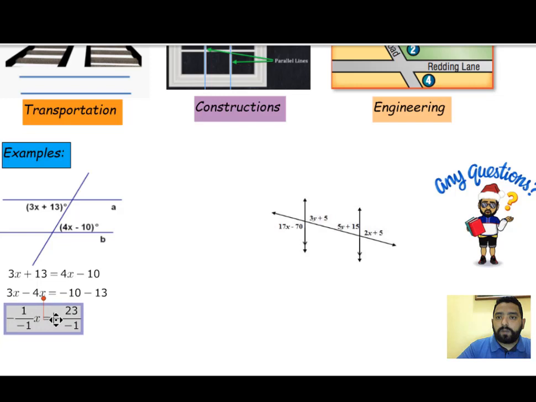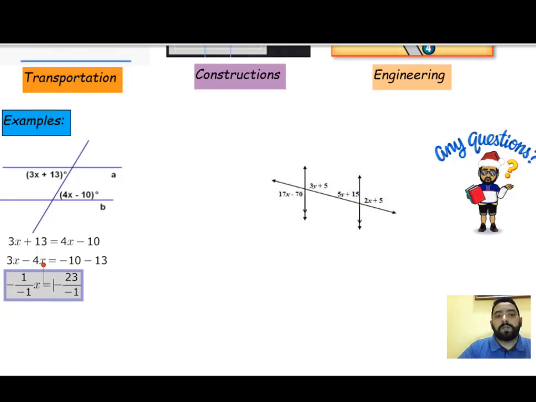Remember, we are working with equations, so we need to keep the equality on both sides. If we divide by negative 1 here, we need to divide by negative 1 there. Then negative 1 divided by negative 1 is x, or you can say 1x, and negative 23 divided by negative 1 is positive 23. So this is the value of x, but not the value of the angle.